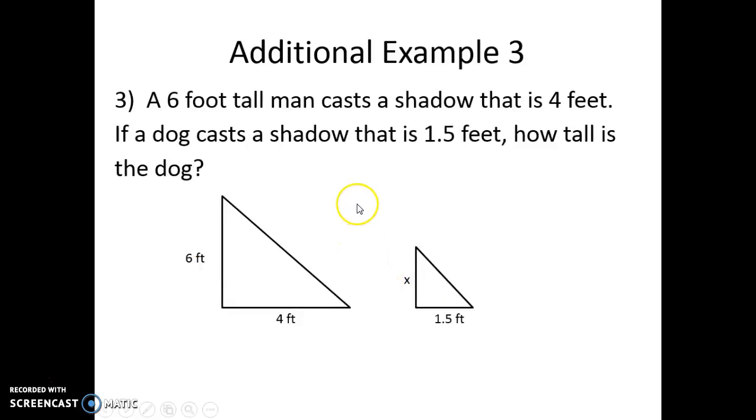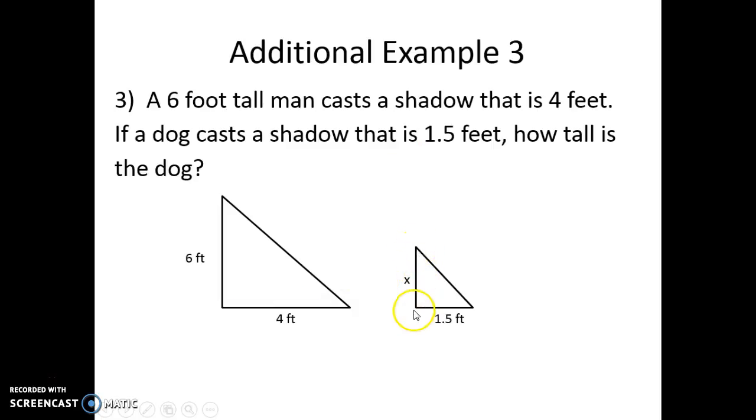The last additional example says, a 6-foot-tall man casts a shadow that's 4 feet long. If a dog casts a shadow that is 1.5 feet long, how tall is the dog? So I encourage you to draw yourself a picture for this, and it basically makes a right triangle. So the one on the left here shows the 6-foot-tall man standing up, and then the shadow on the ground is 4 feet long. And then I'm going to draw a smaller triangle for the dog.